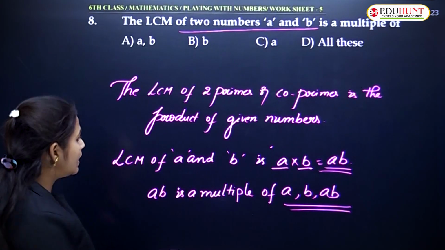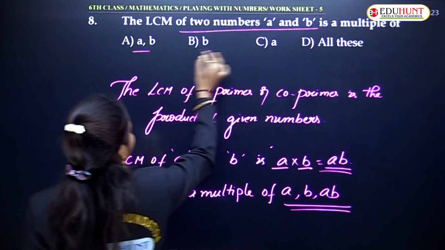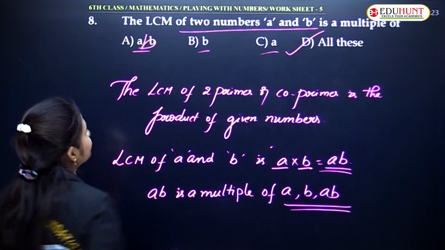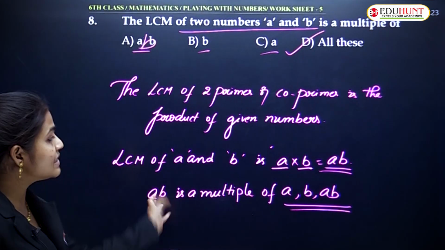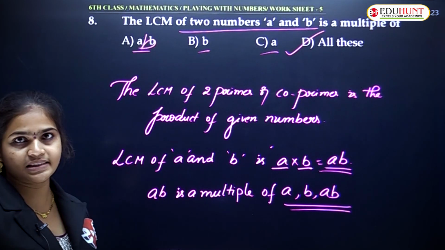Yes or no? Okay. As per that, what are the multiples, ma? Not A comma B, that is AB. Understood? Yes. So here option D is correct.